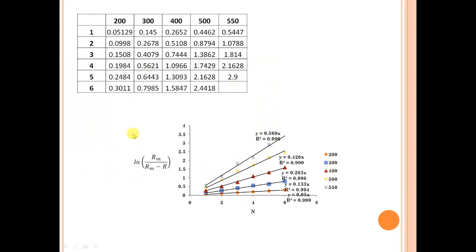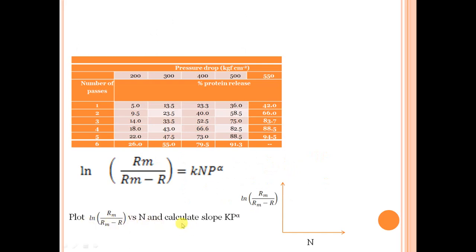Once you have this ln Rm by Rm minus R data, you will plot this along the y-axis and take the number of passes along the x-axis. Now you will get different operating lines, for different pressures: 200, 300, 400, 500, 550. You can see here 1 pass, different pressure; 2 pass, different pressure; 3 pass, different pressure. Once you plot this, the important thing for us is to calculate the slope value, Kp par alpha.